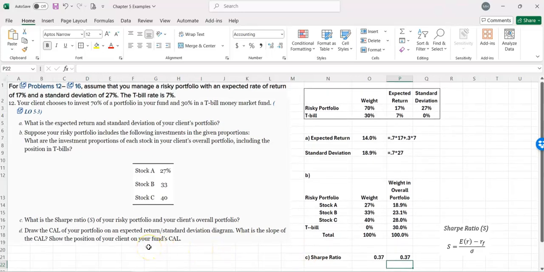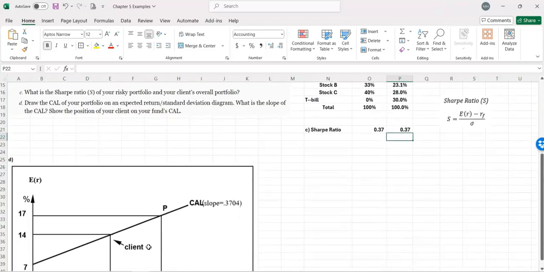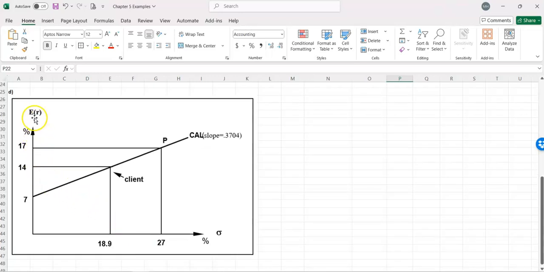So the final part of the question is to draw the capital allocation line. I didn't draw it, but I actually copied it in here. On the y-axis, we have the expected return, and then we have the standard deviation on the x-axis. We have the T-bill rate, which has a standard deviation of 0. We have the expected return on our portfolio, which has a standard deviation of 18.9. And then we have the expected return on the risky portfolio, and it has a standard deviation of 27. So we draw a line through those points, and that is the capital allocation line. With a slope of 0.3704, we calculated it as 0.37, but that's just rounding.